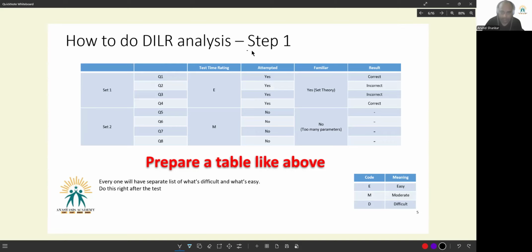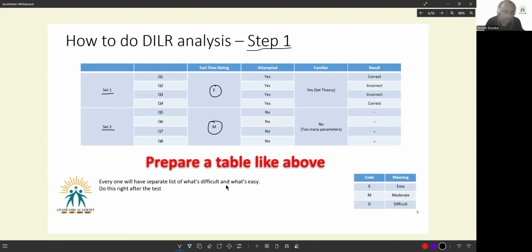First step, right after the test is done, you go ahead, you make a table like this. There is set 1, there is set 2, and then test time rating. We thought this set was easy. We thought this set was moderate. Set 3 could be difficult. Set 4 could be easy, whatever it is.